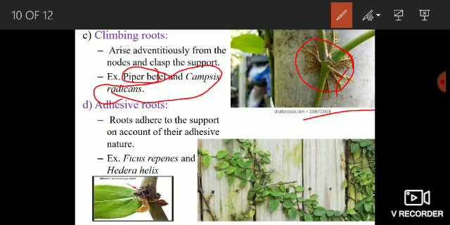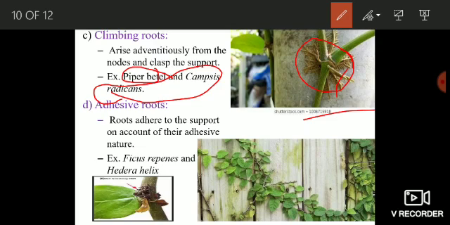I will repeat. Climbing roots are present in certain climbers. They arise adventitiously from the node and clasp the support. They hold the support, and thus these roots help in climbing. Examples are piper beetle and Campsis radicans.